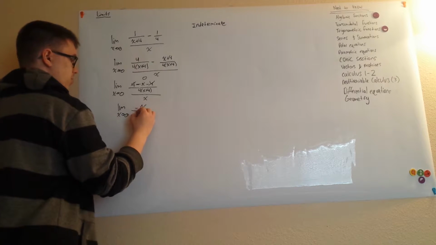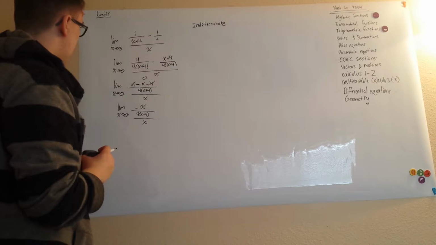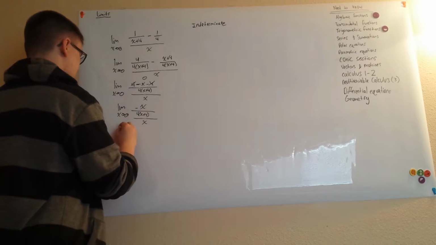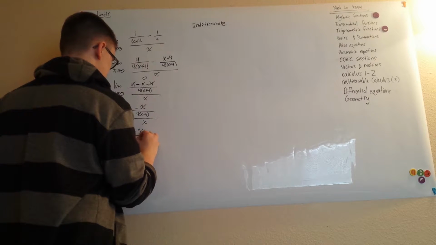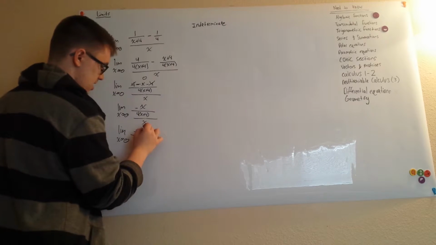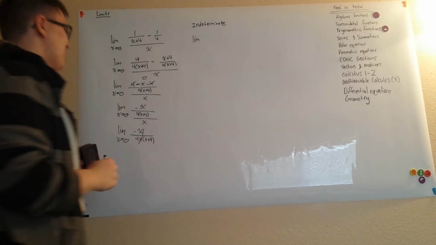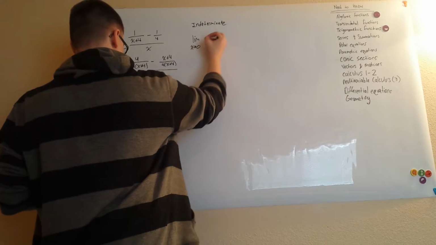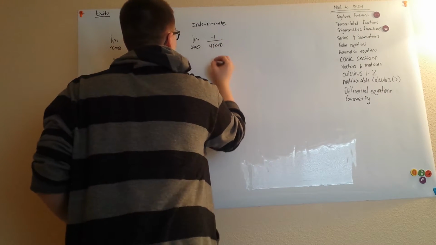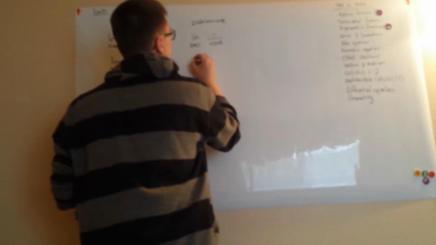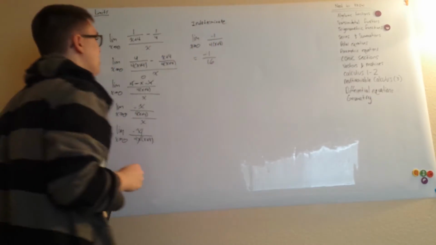If I make a mistake, please let me know. Now make it a simple fraction. Hey, those cancel out. We got the x's on each side. Now if we plug it in, we get negative 1 over 16. That's our answer.